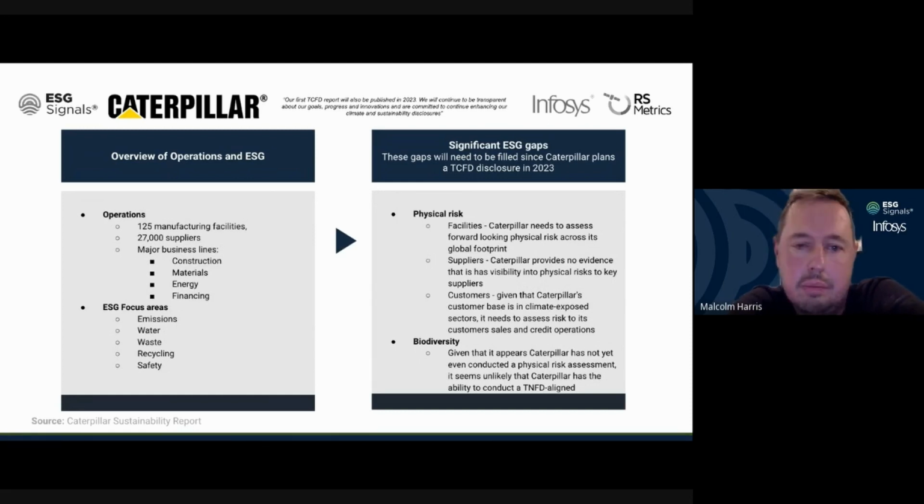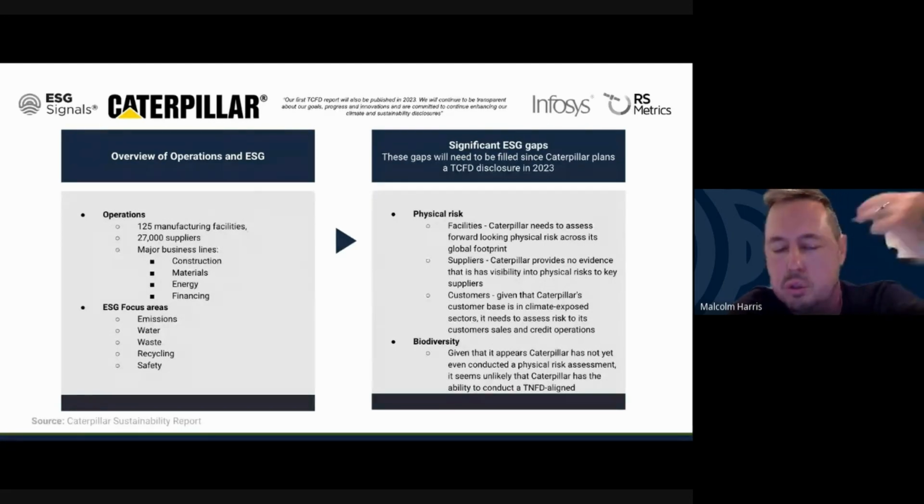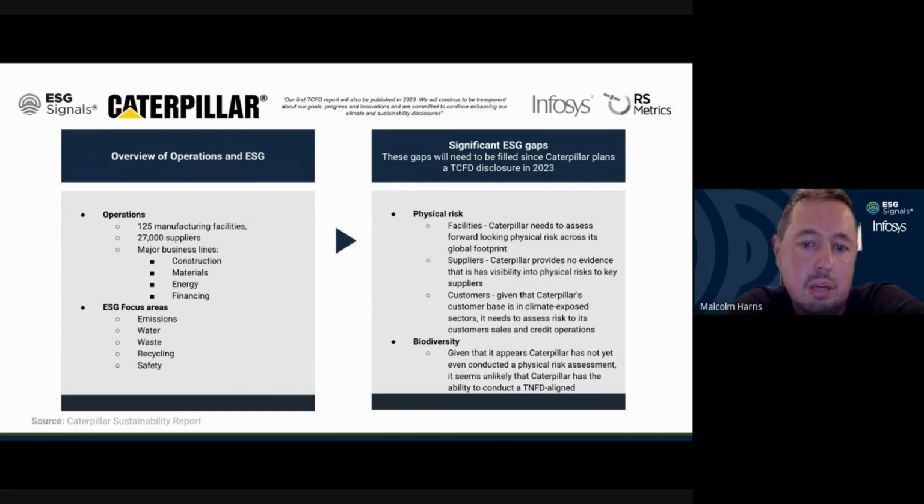By the way, I'm not picking on Caterpillar. Every company is in this ESG and climate journey, trying to understand where they are and where they're going. But one thing to note is they've at least recognized that physical risk is an issue, and they're going to start to address that. They haven't said anything about biodiversity. And a company like Caterpillar, both in manufacturing and supply chain, likely has a significant biodiversity component, both in terms of their dependence on the environment.